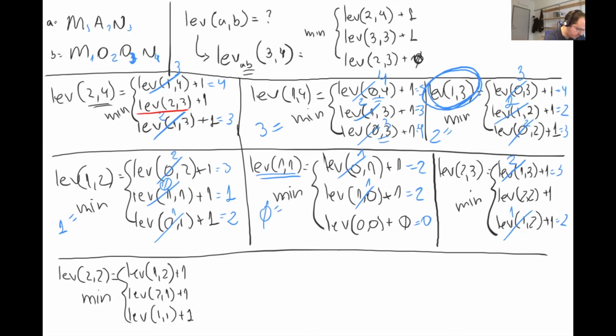Which ones do we know? We know 1, 2. We know 1, 1, 0. And we don't know 2, 1. So we have to compute that one. We're almost at the end, I promise.